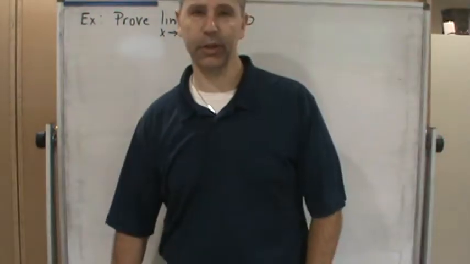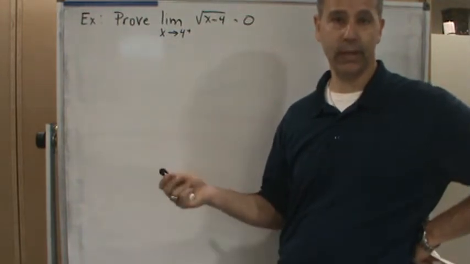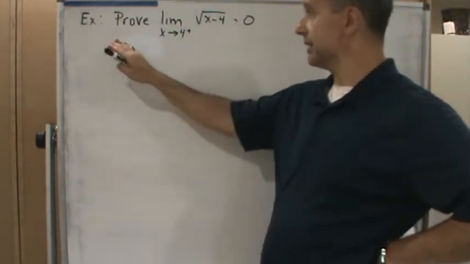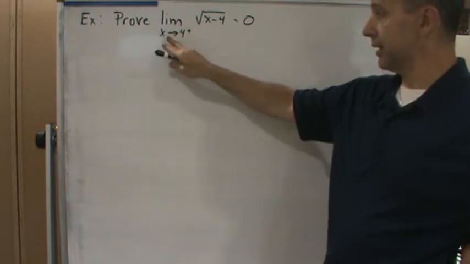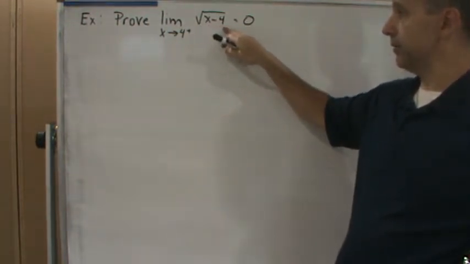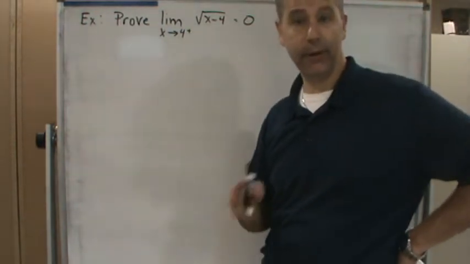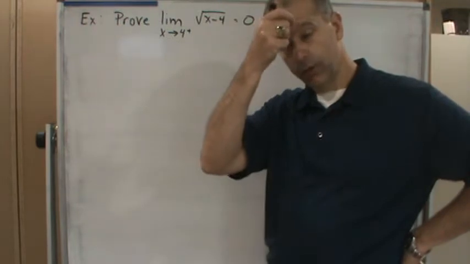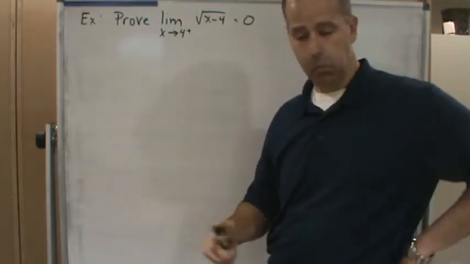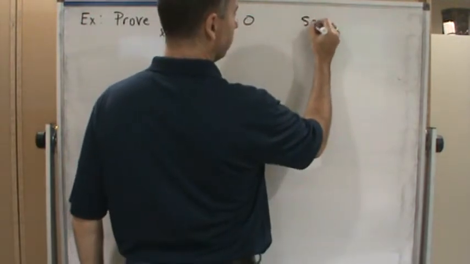Okay, welcome back. And now we're going to do an example of using the delta epsilon proof for a one-sided limit. So in this case here, we want to prove that the limit as x approaches 4 from the right of the square root of x minus 4 is equal to 0. So again, I'm going to do my scratch work and figure out what we should choose for epsilon. Okay? So let's do the scratch work over here.